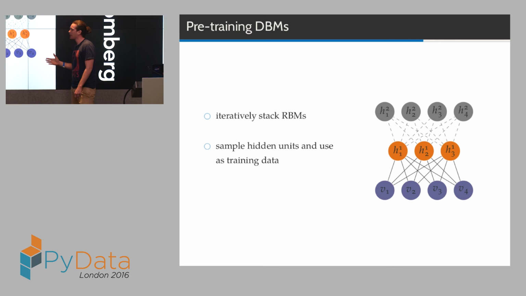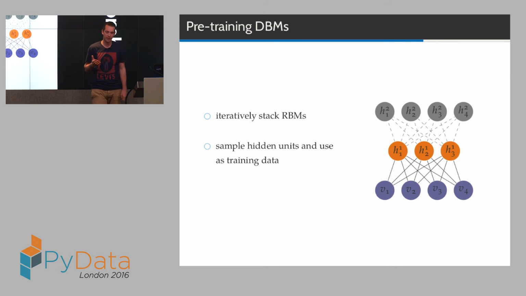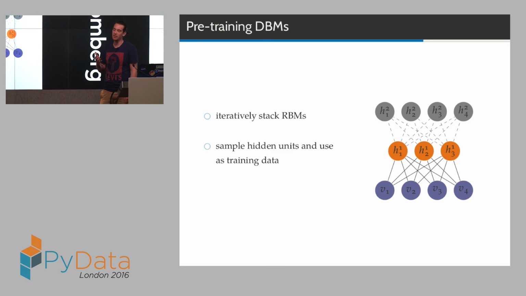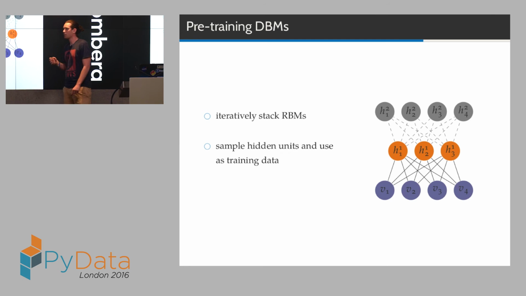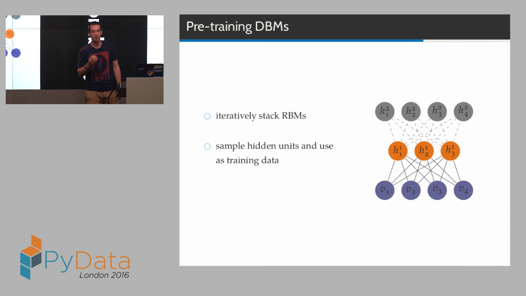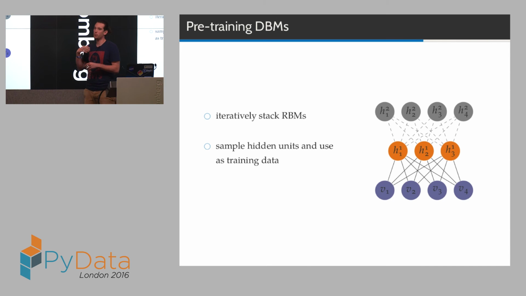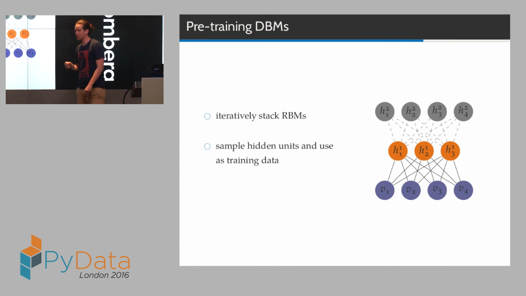So the objective function in deep Boltzmann machines is highly non-convex. And like all methods in deep learning, initializing the parameters is really important. And so the way deep Boltzmann machines are typically trained is you pre-train your weights, and then you fine-tune them using the methods I just described.